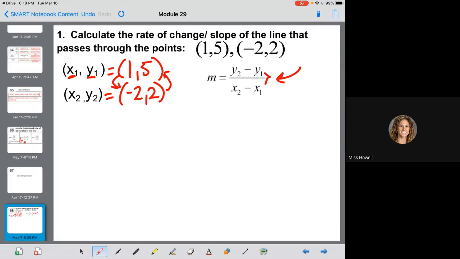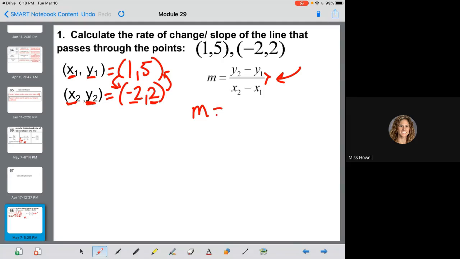It's not going to change anything once we do our simplifying. All right, now that I have an idea of what I'm putting in for x1, y1, x2, y2, right? We've assigned x2 is this -2, this y2 is this +2, and so on. We're going to substitute into our slope formula.